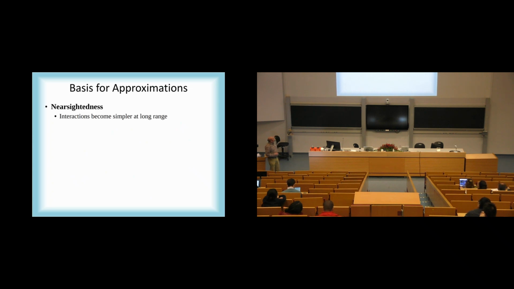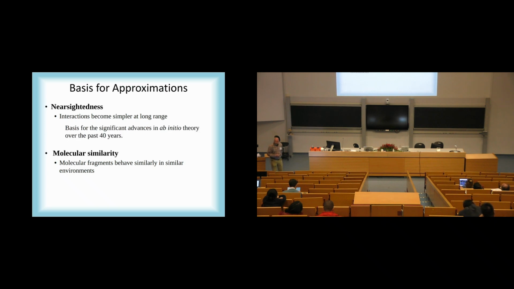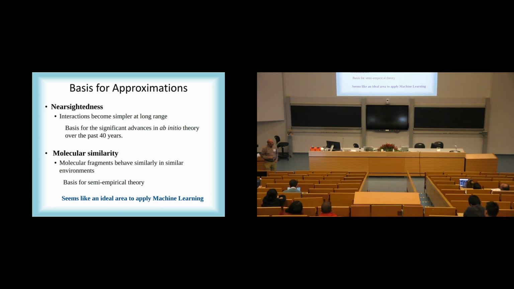And if you look at what's been happening from a bigger perspective, there are sort of two things you can use to lower the cost of a quantum chemistry calculation. One is nearsightedness, and all the linear scaling work, a lot of the advances over the past 4 years have really just been taking advantage of the fact that things become simpler at long range. Taking advantage of similarity has been much harder. It's the basis for semi-empirical models. And I think now we're seeing this rebirth of people trying to use machine learning to take better advantage of similarity.